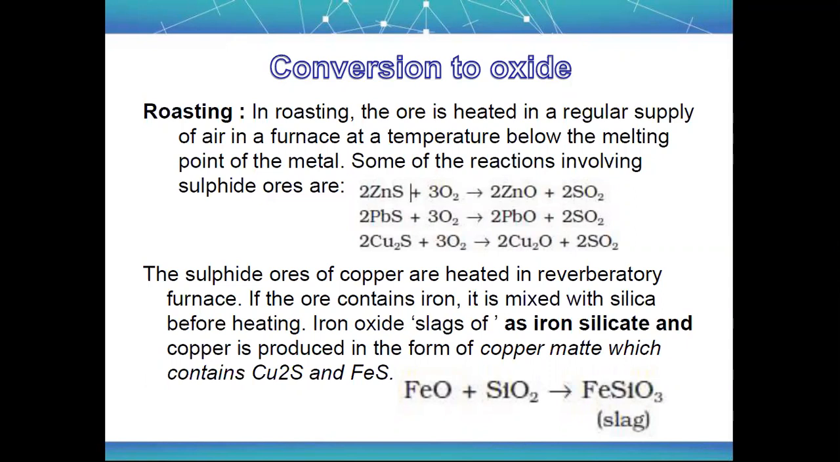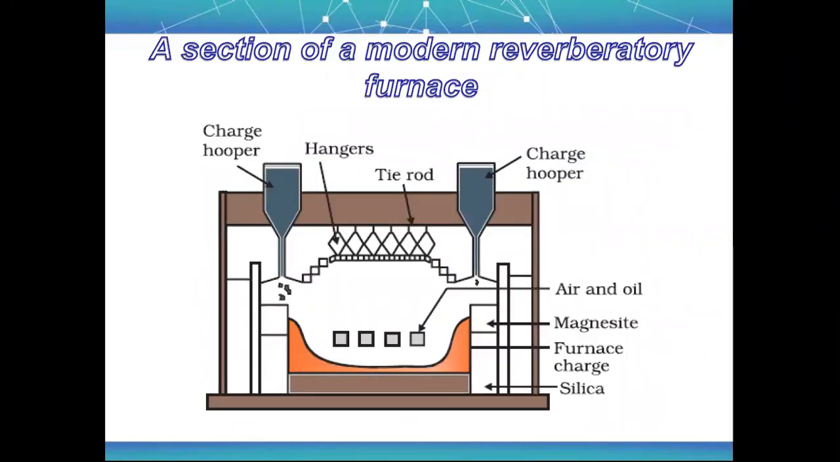So iron oxide, slag or iron silicate, and copper are produced in the form of copper matte, which contains Cu2S plus FeS. So what is slag? Slag is the iron oxide, or you can say it acts as iron silicate, and the reaction is FeO plus SiO2 gives FeSiO3, and this is commonly known as slag. So what is this? This is the reverberatory furnace.